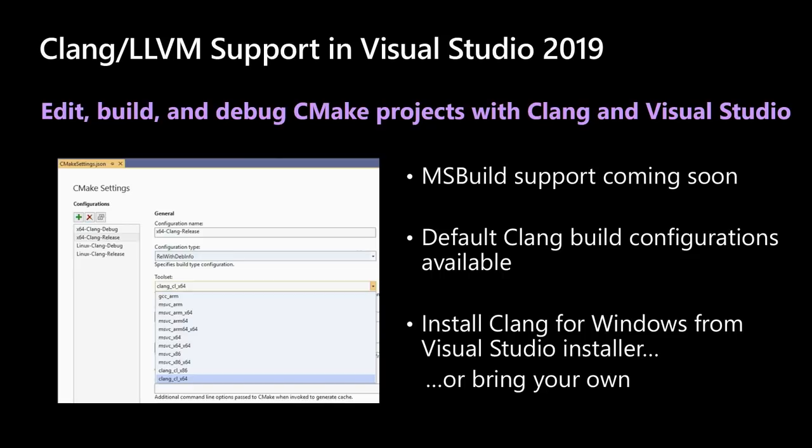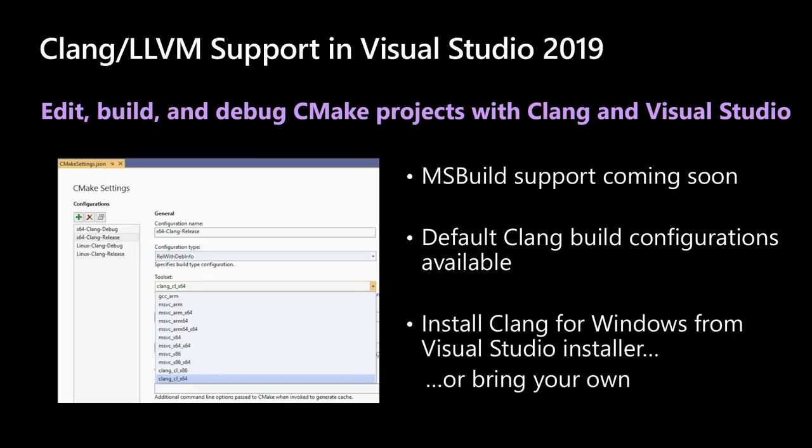But we recognize, of course, not everyone uses MSVC. There are other C++ compilers out there, and we want to make sure that you have a great experience in Visual Studio, no matter what you're using. And we're happy to announce that we now have Clang LLVM support in Visual Studio 2019. You can actually edit, build, and debug CMake projects with Clang in Visual Studio. We have MS Build support coming soon as well.